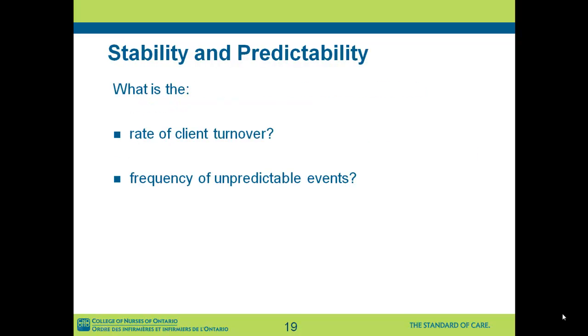The third component is the stability and predictability of the environment. Think about the rate of client turnover and the frequency of unpredictable events in your practice setting. Lower client turnover and fewer unpredictable events enable nurses to care for more complex clients. When combined, all three components of the environment factor form a picture of the overall stability of the environment.